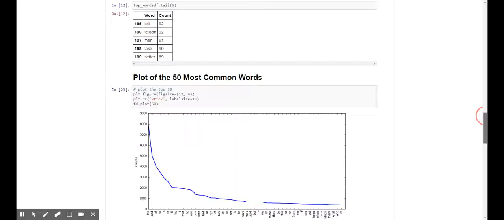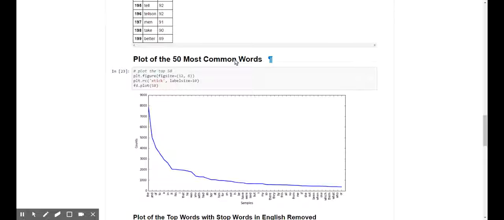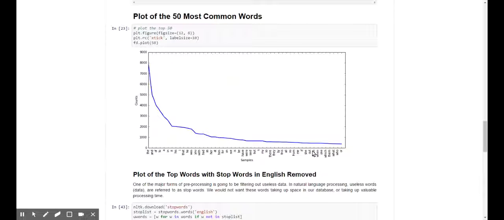When we try to plot the 200 most common words, as you can see here, the words are very small and not legible to read. So instead, we put the top 50, and here are the top 50 words. They range from 8,000 for the word the to somewhere less than 1,000 for the 100th word.